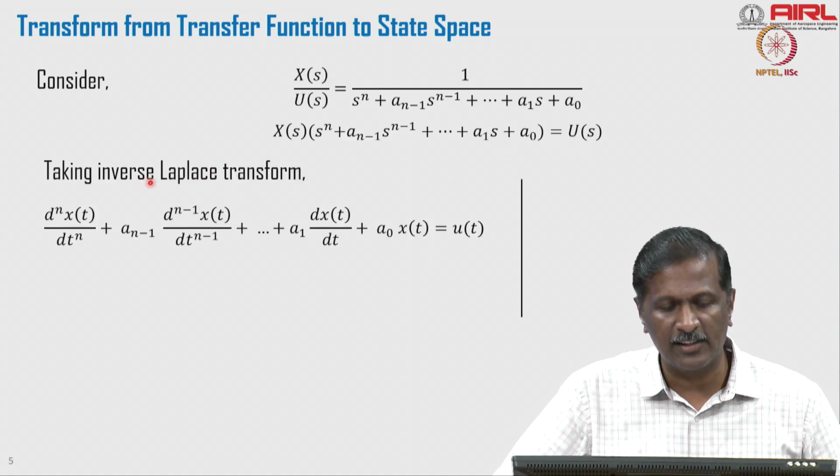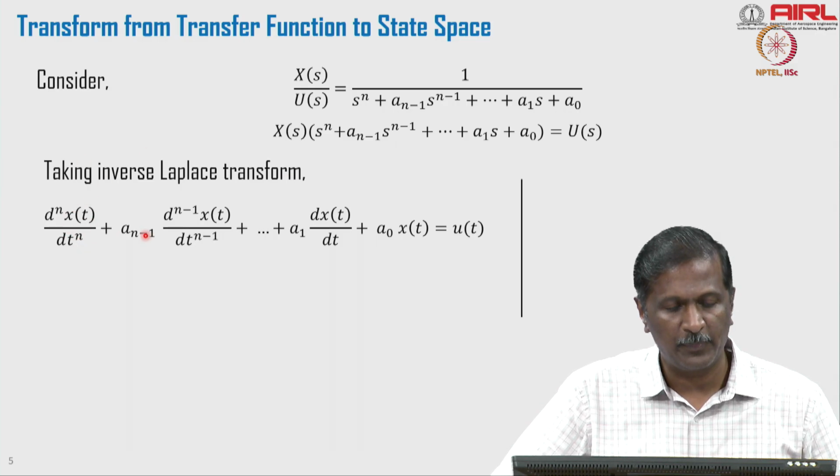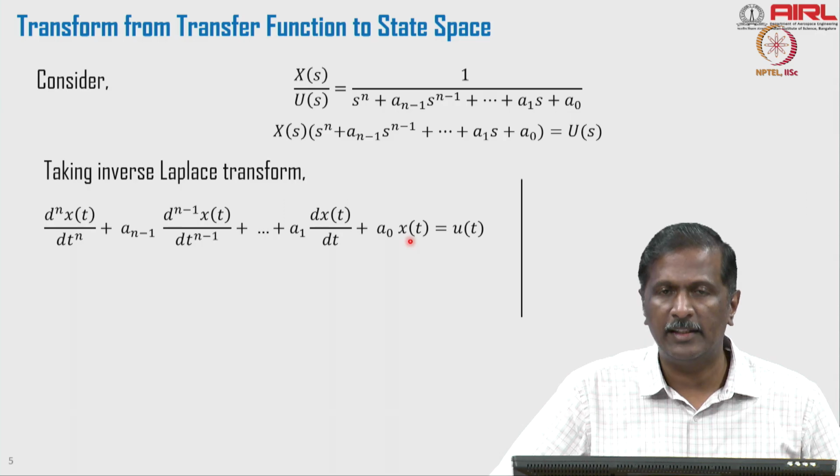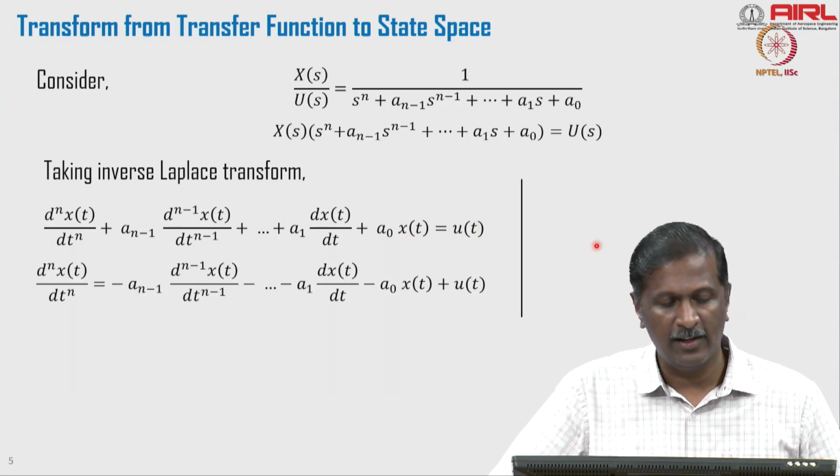Again, taking the inverse Laplace transform, this results in d^n x(t)/dt^n + a_(n-1) d^(n-1) x(t)/dt^(n-1), all the way to a_0 x(t), which is equal to u(t), right?